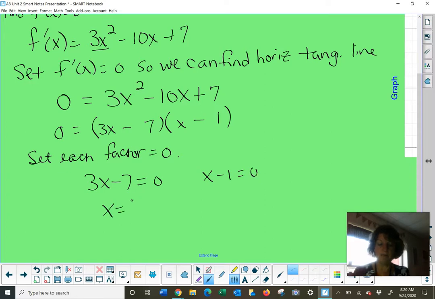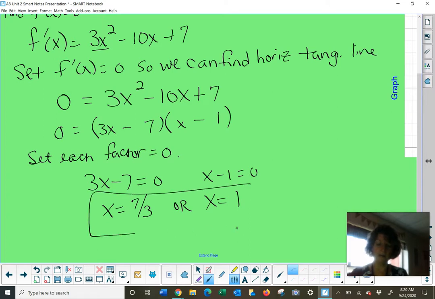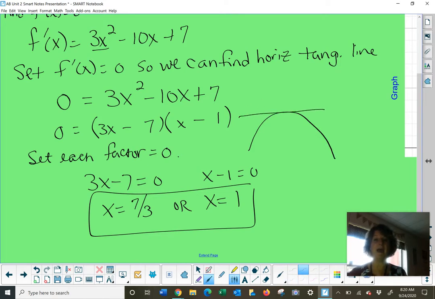The solution coming off of the first factor was 7 over 3. And the solution on the other one is x equals 1. We have two places we can expect a horizontal tangent line. Okay, so if a curve is going to have a horizontal tangent line, does it not have to kind of reach a max?